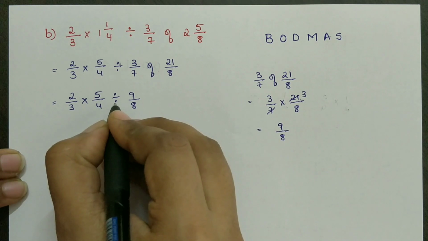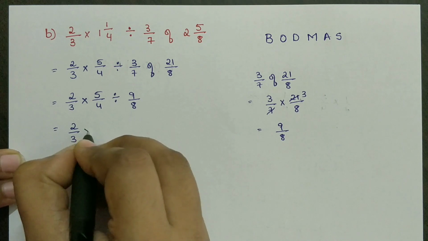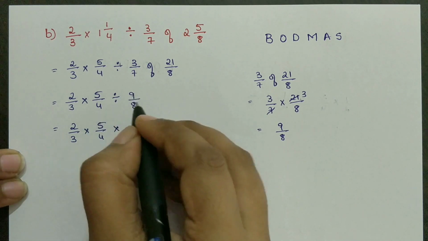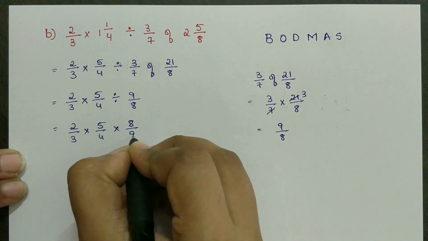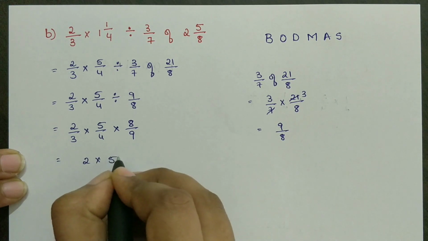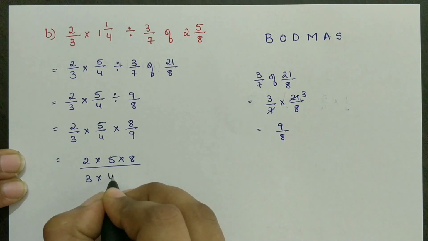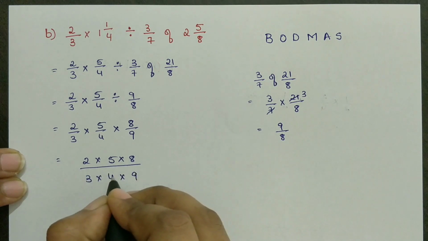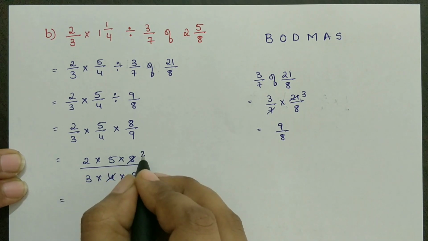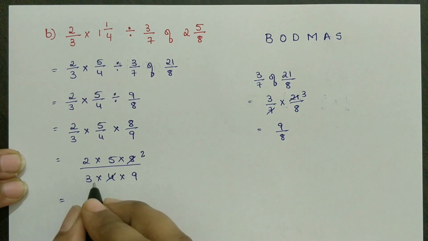Now remove division. 2 by 3 into 5 by 4 into the reciprocal of 9 by 8, which is 8 by 9. Equal to 2 into 5 into 8 by 3 into 4 into 9. 4 twos are 8. 5 twos are 10, 10 into 2 is 20. 9 threes are 27.